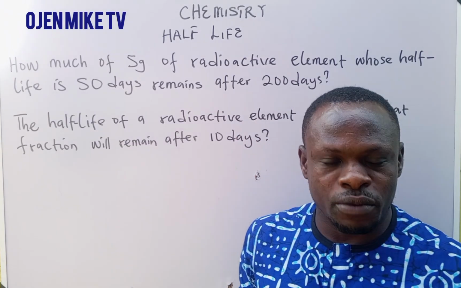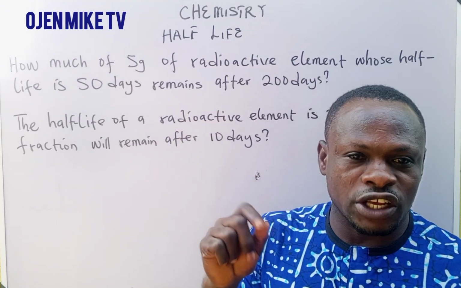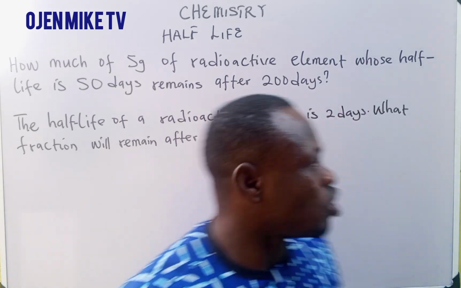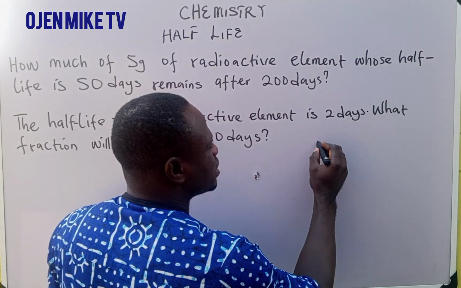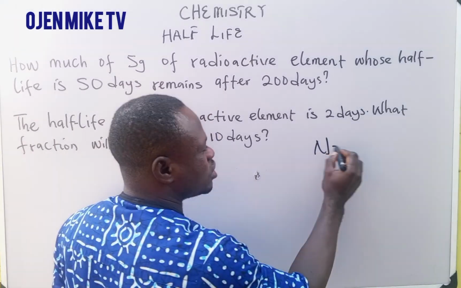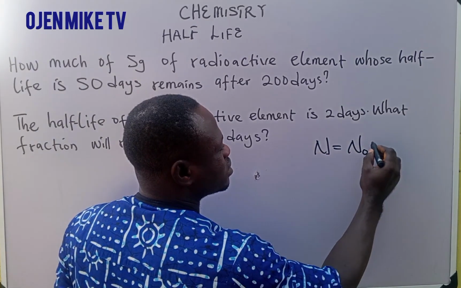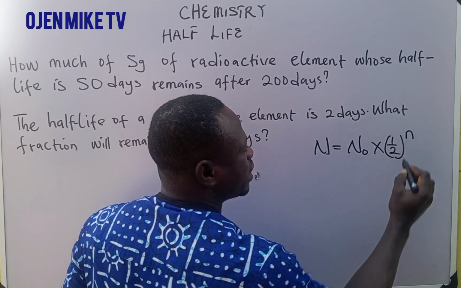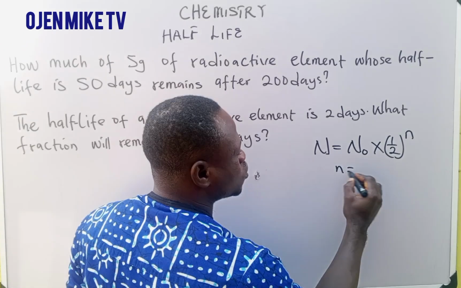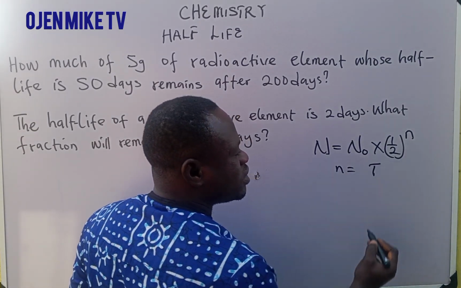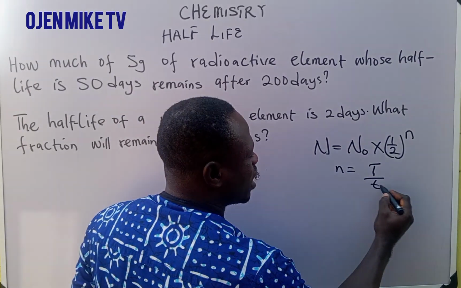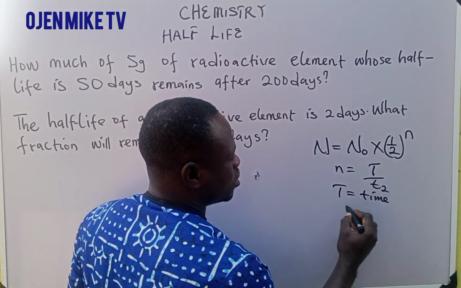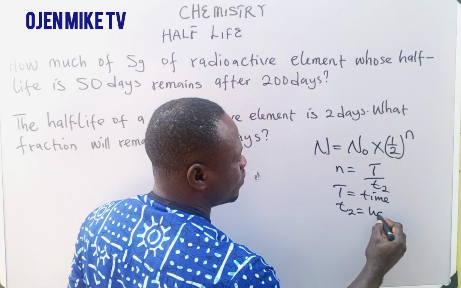Now, firstly, if you are solving problems involving half-life, remember half-life is the time it takes a radioactive element to decay to half. The general formula you use in solving this kind of problem is: N, the remaining mass, is equal to the initial mass multiplied by half raised to the power n, where n is equal to time over half-life. T is equal to time, and T half is equal to half-life.